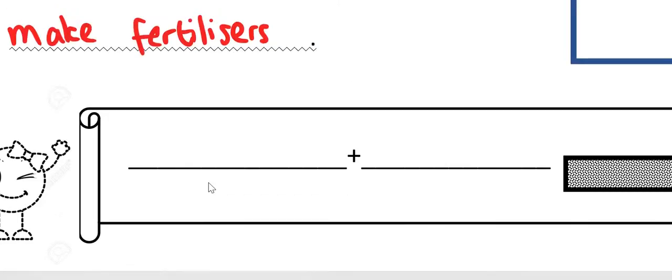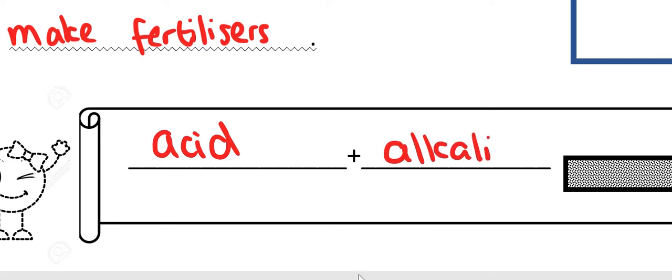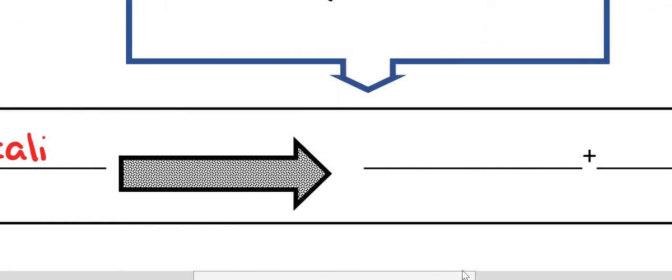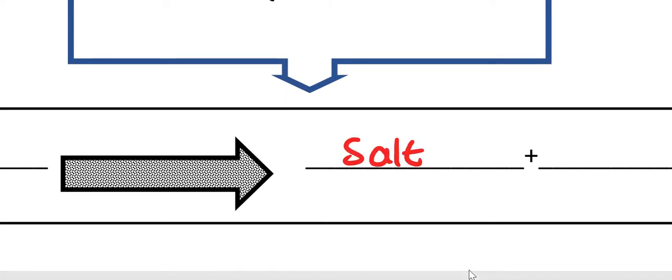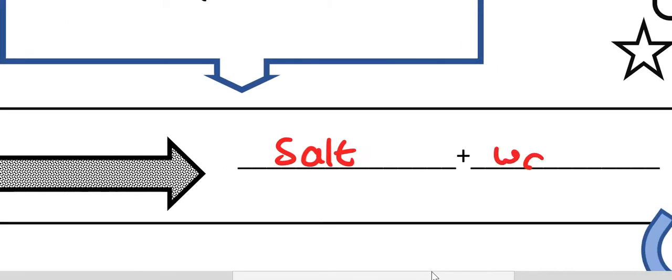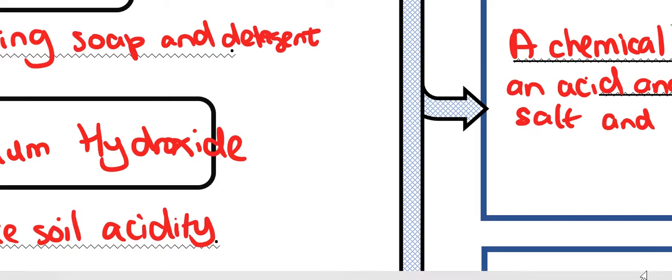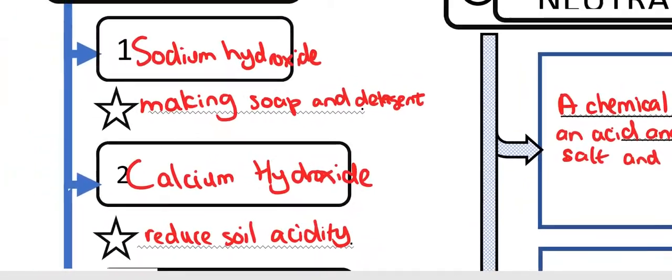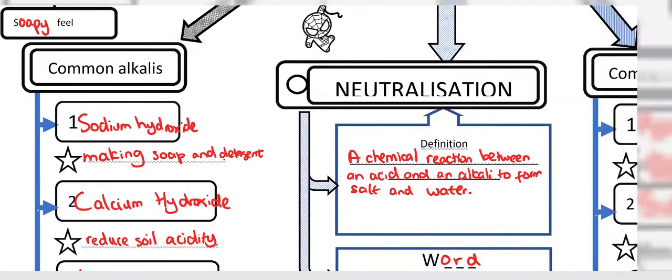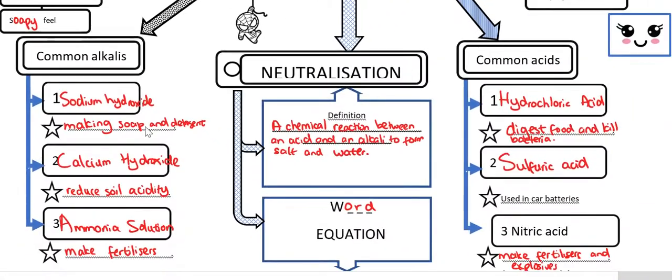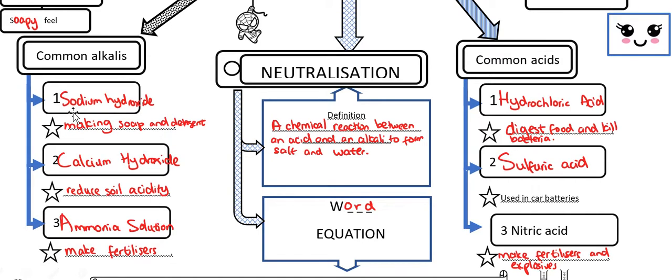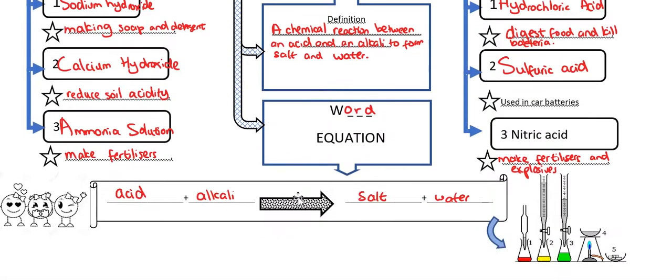So it's pretty easy. So you just write down acid plus alkali and then salt and water. So in the classroom, I asked your friends to do a little bit of an exercise, which is to choose an acid and an alkali from here, and then to make a word equation out of them. So let's pick some of our common acids and alkali. So let's pick sodium hydroxide and hydrochloric acid to neutralize them.